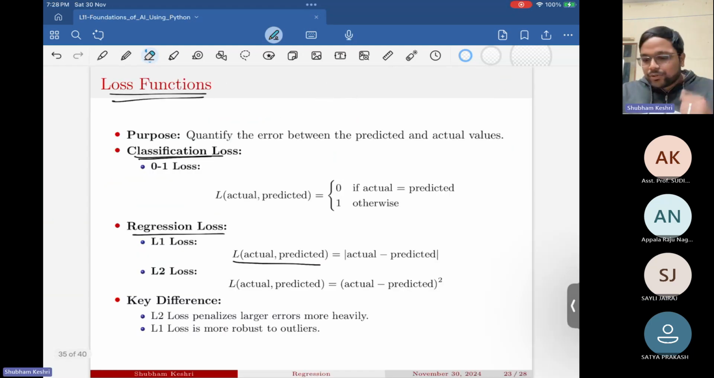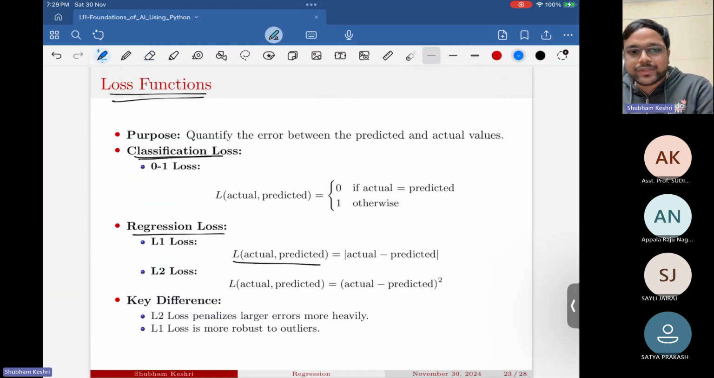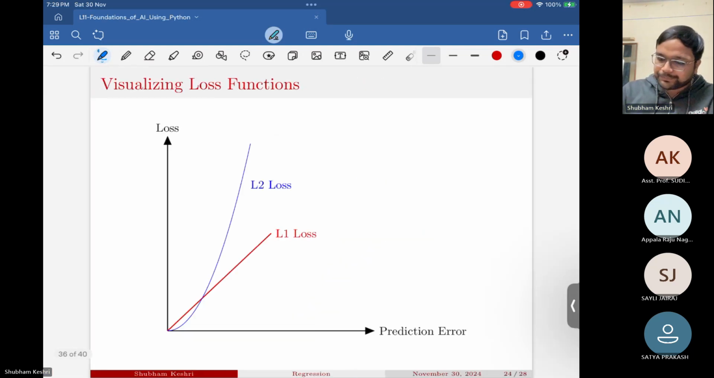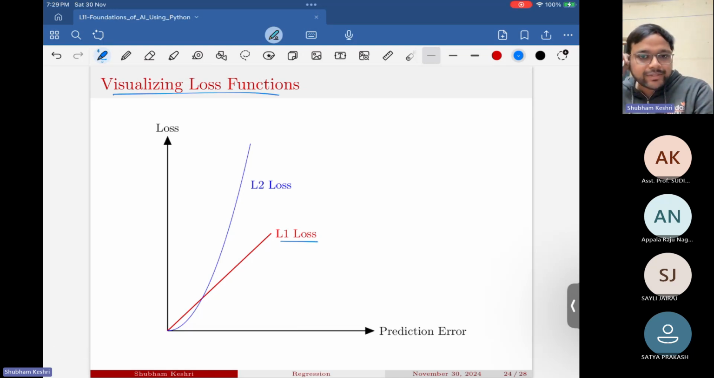Okay. So we can have the same kind of equation for classification loss also. You can say if actual is equal to predicted, the loss is 0. Otherwise, the loss is 1. You can just sum the errors and have a similar function for that as well. So you see this L1 loss, that is actually a linear function.